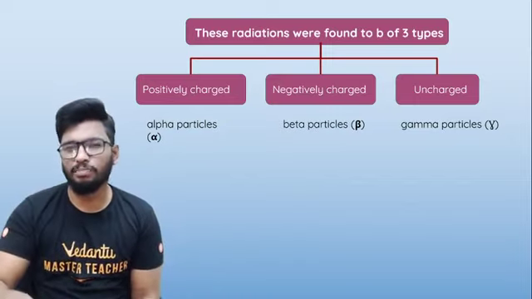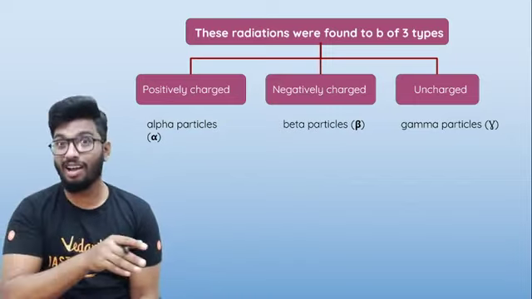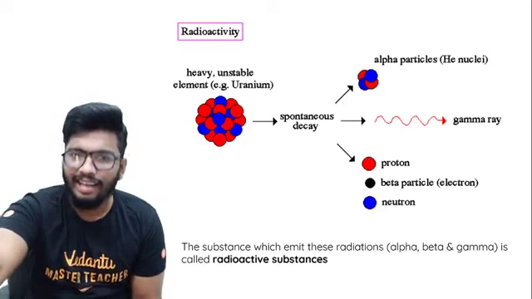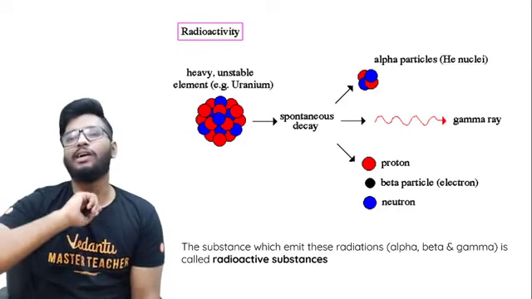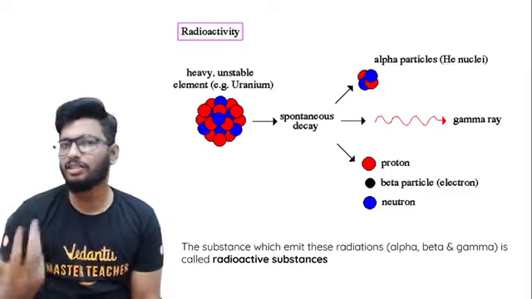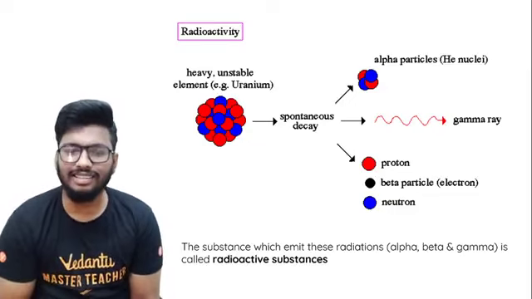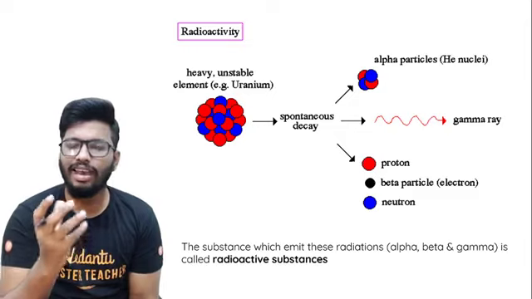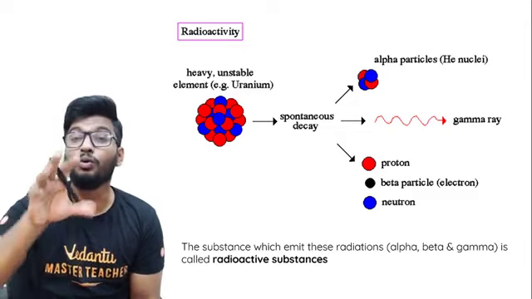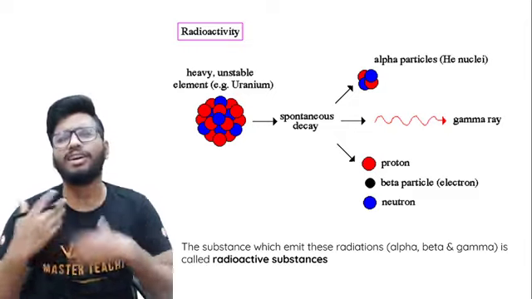So these are the uncharged particles that you have, which are nothing but your gamma particles. You have alpha, beta, and then gamma particles. Now, when you talk about radioactivity, there is a lot of misconception about radioactivity. See, guys, radioactivity is nothing but the emissions that is coming out from the nucleus. And it's a very spontaneous reaction.